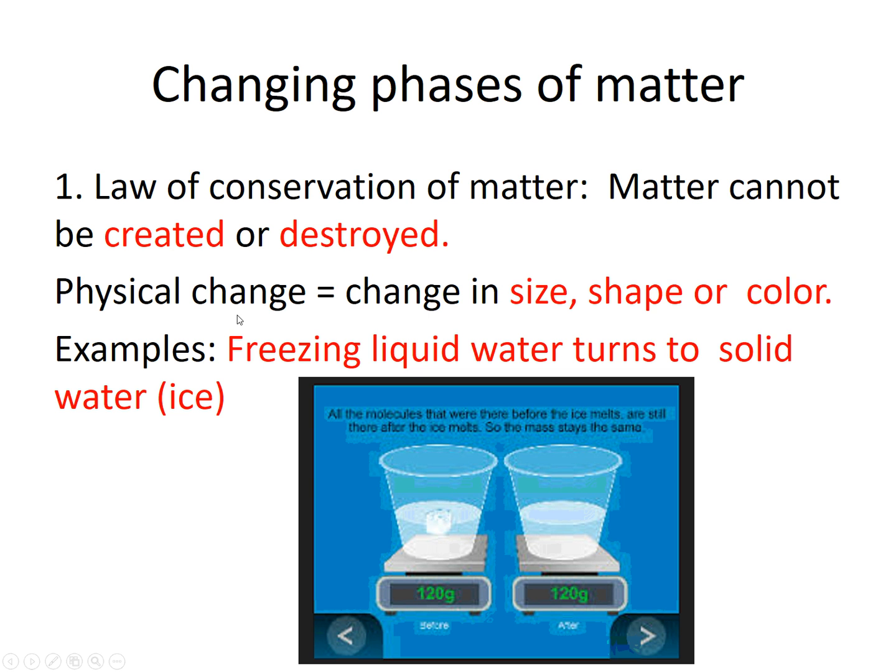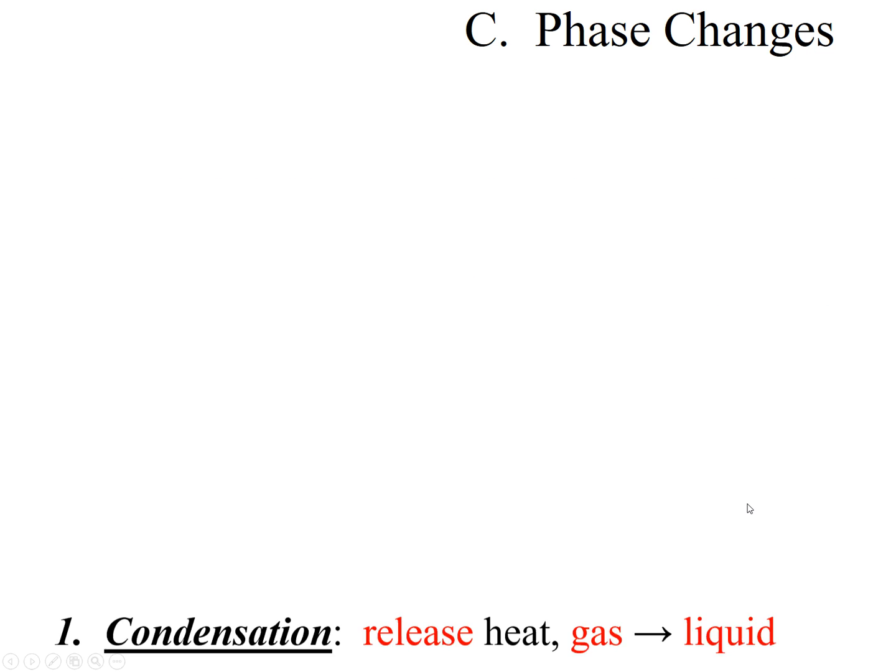So there are ways that we can change it. We can change it physically. If we change it physically, we change its size, shape, or color. Examples of physical changes would be freezing. So if I have ice, and this is melting, but if I have ice, I start with ice that's 120 grams in water. Once that ice melts, it's still 120 grams. I don't get more, I don't get less, because it's still the same molecules, they just change their state.